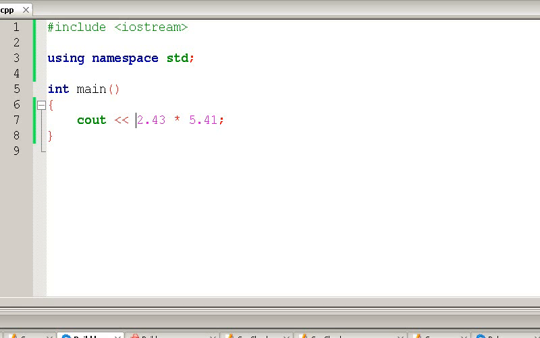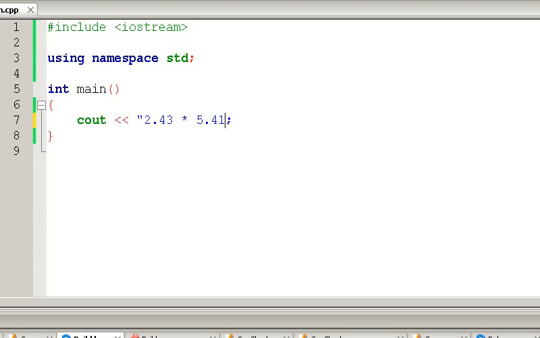For instance, what if I actually wanted to write 2.43 star by 5.41 for one reason or the other? I want to actually write that as a problem. For example, my program is supposed to print out mathematical problems for students to solve. I don't want it to calculate it. I just want to write exactly what's written here. Then I'll put it in quotation marks, and then it'll know not to try and calculate it, but just print it out as it is.